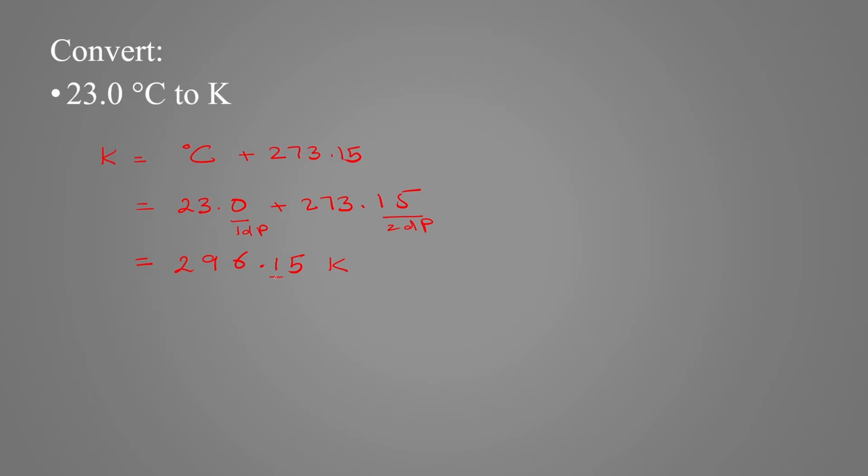And the rule for rounding is if the last digit to be kept is followed by a 5 and no other non-zero number, then you will round up if this number is odd, right? So we have this as odd number, so we are going to round it up as 296.2, and this will be the answer when you convert 23.0 degrees Celsius to Kelvin.